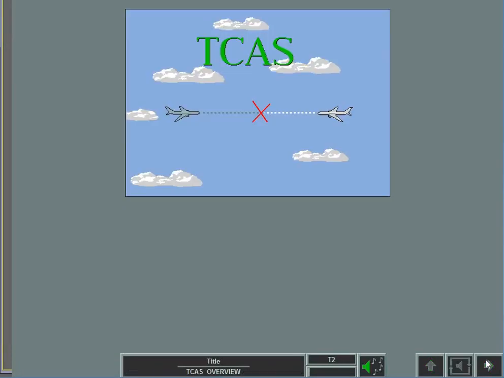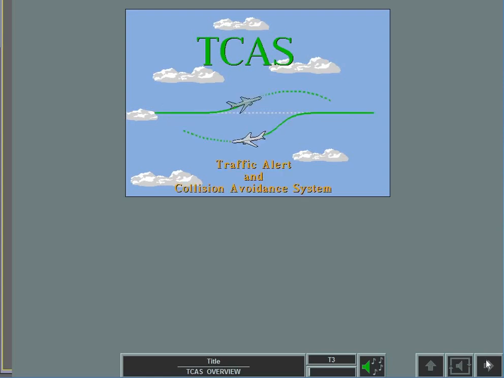TCAS, the Traffic Alert and Collision Avoidance System, helps you locate and avoid other aircraft flying near you. When another aircraft represents a potential collision hazard, TCAS will provide you with guidance to perform a vertical flight maneuver to avoid a collision.